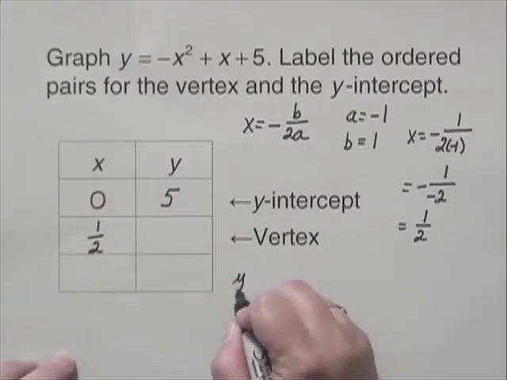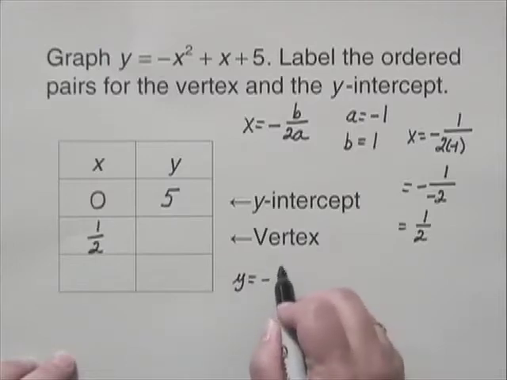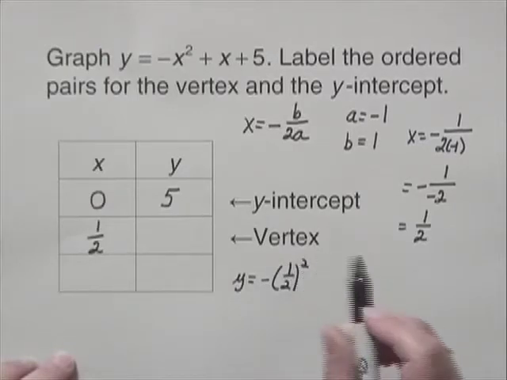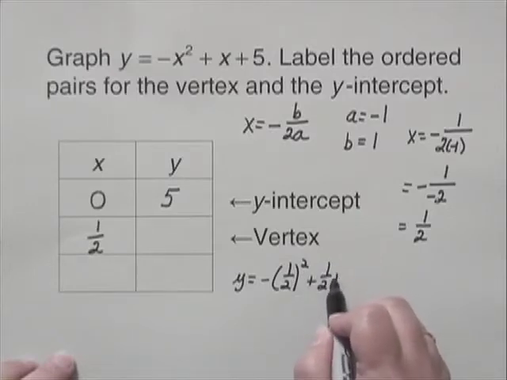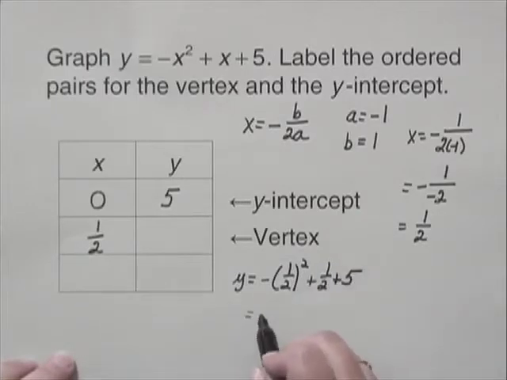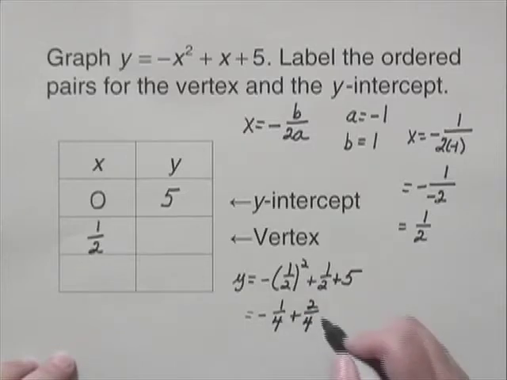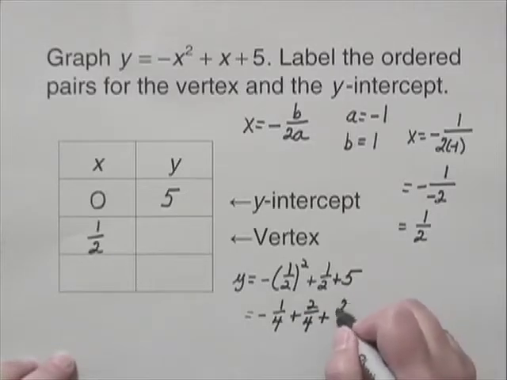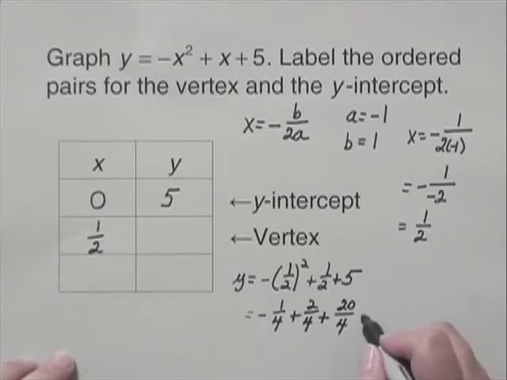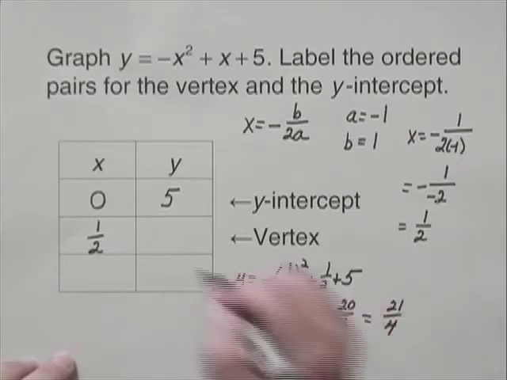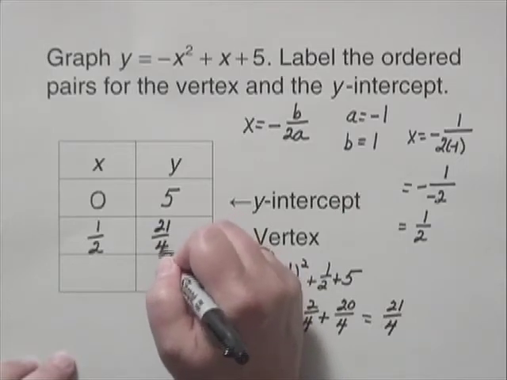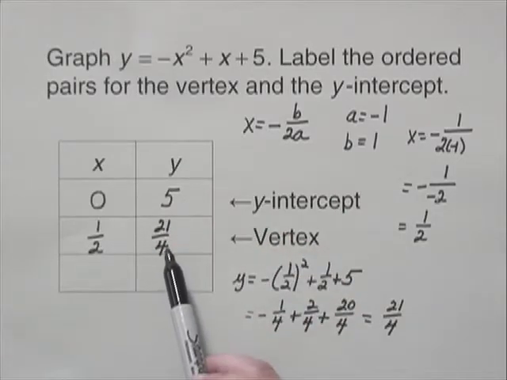Well, y, we know, is the opposite of x squared plus x plus 5, so the opposite of 1/2 squared plus 1/2 plus 5, which is the opposite of 1/4, and I'm going to write the 1/2 as 2/4, so I have a common denominator, and 5 as 20/4. Then -1/4 plus 2/4 is 1/4. 1/4 plus 20/4 is 21/4. And this gives us the coordinates of the vertex.